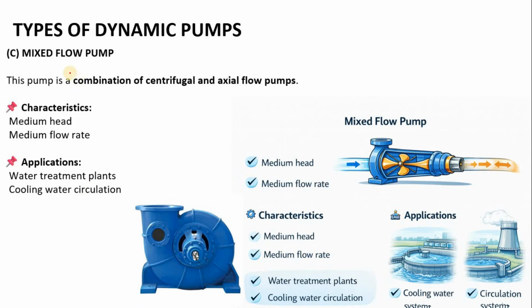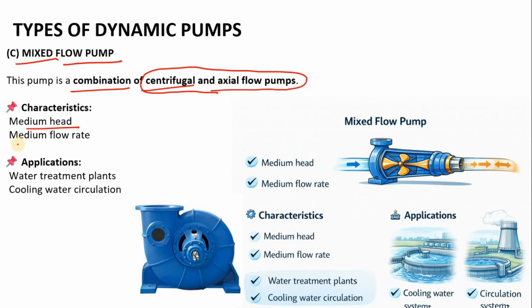Then the next pump is your mixed flow pump, and this pump is a combination of the centrifugal and axial flow pump. Okay, this is very important. Now the characteristic is you will get a medium head here, and a medium flow rate with respect to both pumps, your centrifugal pump and your axial flow pump. Now the application is water treatment plants and cooling water circulation. We sometimes use the mixed flow pump.